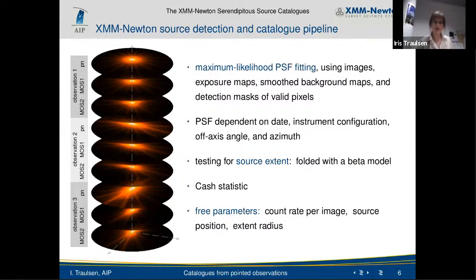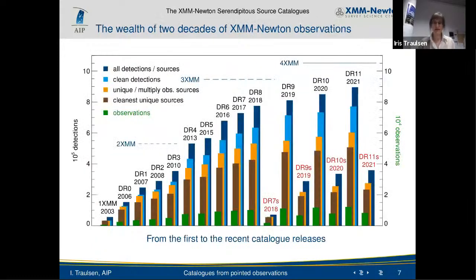To test for source extent, we fold the PSF with the beta model. So in total, our three parameters in the source detection are the count rate in each individual input image, the source position, which is assumed to be the same in all images, and the extent radius. From that information, we create source lists, and from the source lists, our catalog.